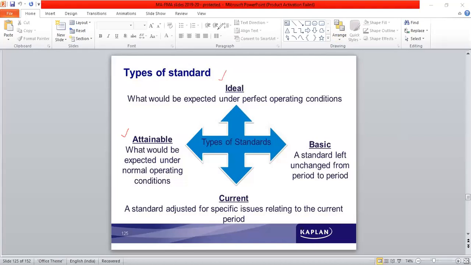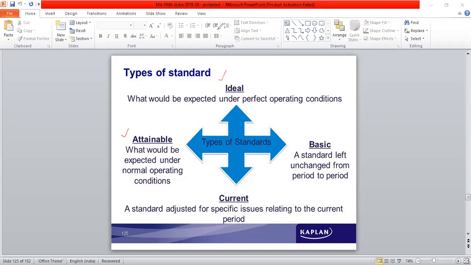See, there are various issues wherein the best scenario does not prevail all the time. So having some relaxation for that and deciding a standard which is practically possible for them to achieve, that attainability. Okay, such a target is set. We call it attainable targets or attainable standards. What would be expected under normal operating conditions?